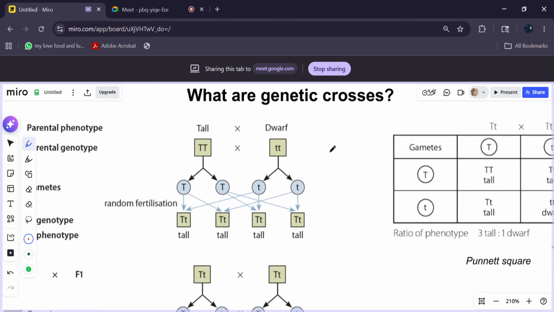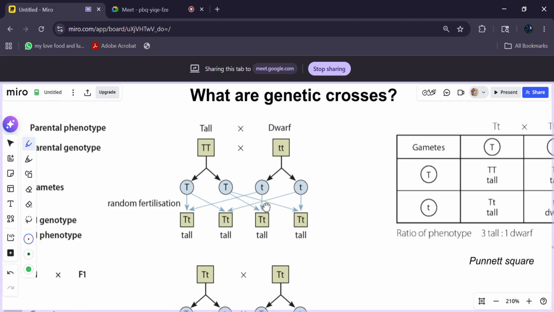Now let's go to genetic crossing. Let's use examples to show how characteristics are inherited. A purebred tall pea plant was crossed with a purebred dwarf pea plant. The first generation of offspring is called the first filial generation, which is the F1 generation. When the F1 plants were crossed amongst themselves, the second filial generation, F2, of the offspring produced were in the ratio 3 tall plants to 1 dwarf plant.